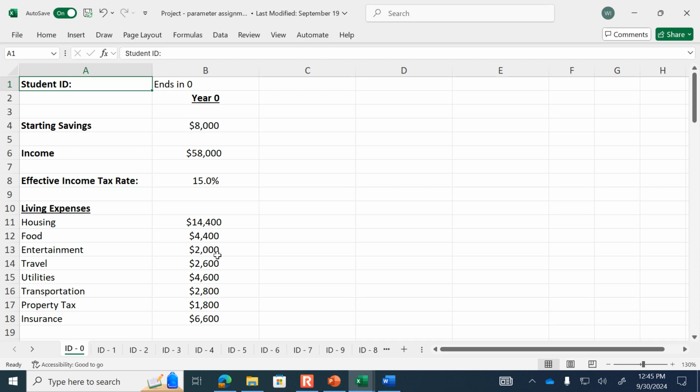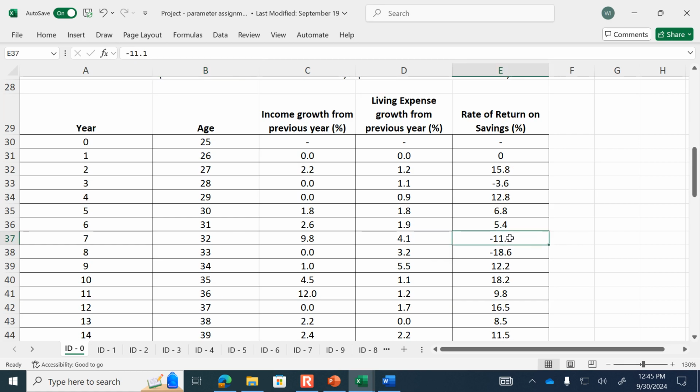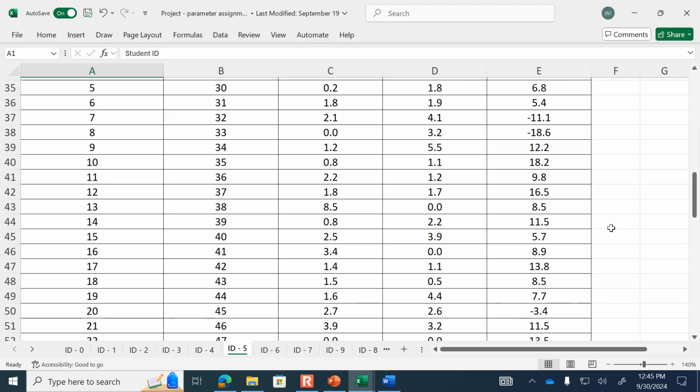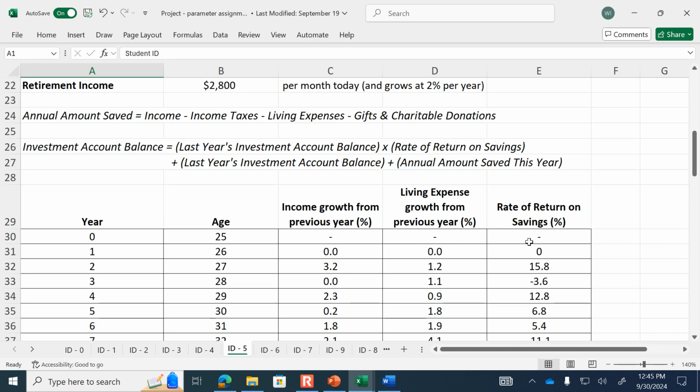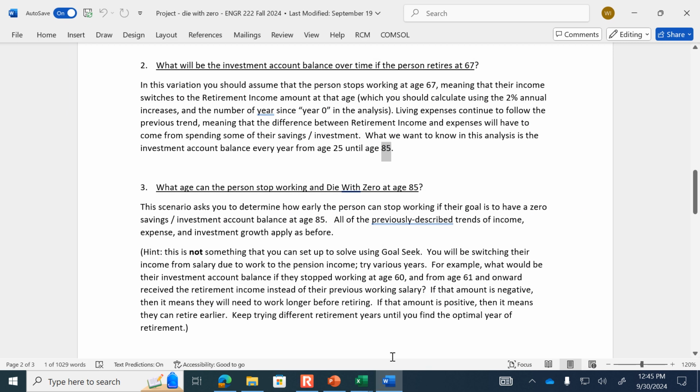Some of the scenarios I've given a very low starting salary, and maybe there's a couple of recessions with big decreases in savings. Some of the scenarios have a higher starting salary and fewer of the recessions in the savings rate of return. So all of the backgrounds are a little bit different, but it's interesting to see how early some of them are able to retire.